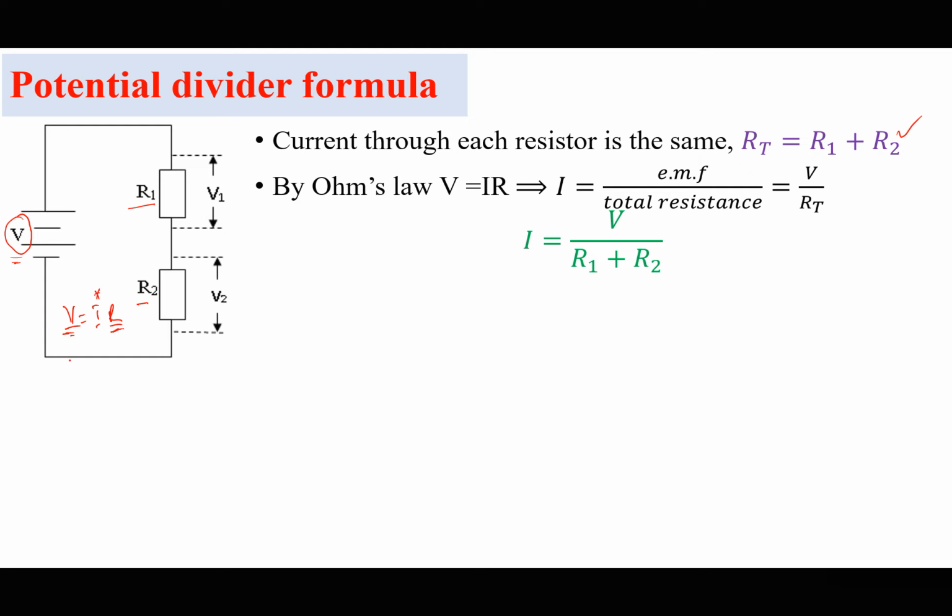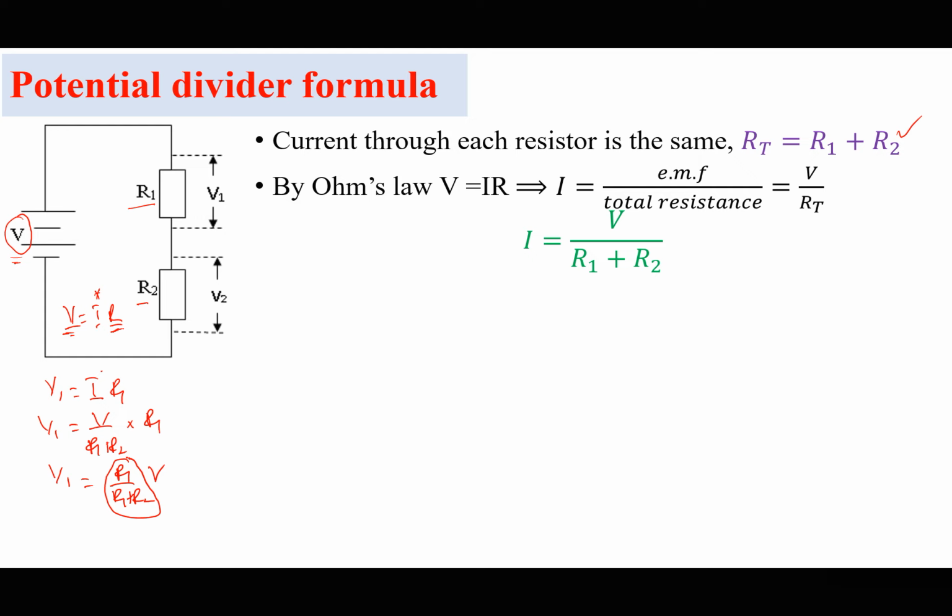If I want to find V1, then I will still use Ohm's law. V1 is going to be I times R1. But remember, I is V over R1 plus R2. So if I substitute for I, it means that V1 is going to be equal to V divided by R1 plus R2, multiplied by R1. So this means V1 is the same as R1 over R1 plus R2, times V. And remember that this is the ratio of the resistance R1 in comparison to the total resistance.